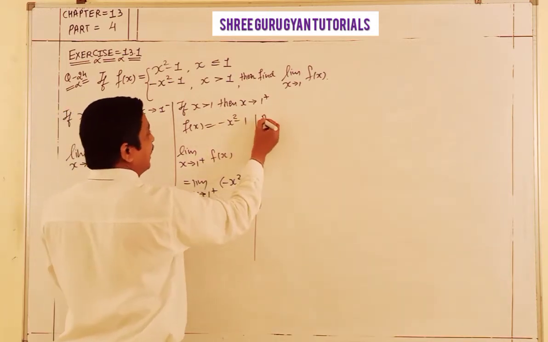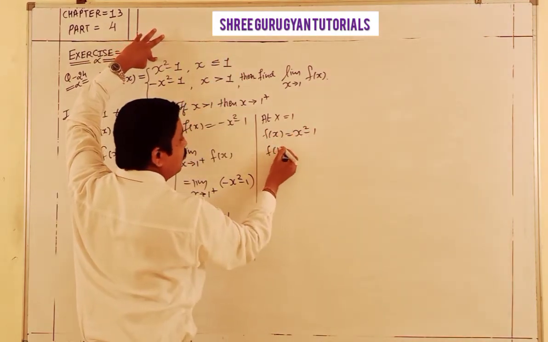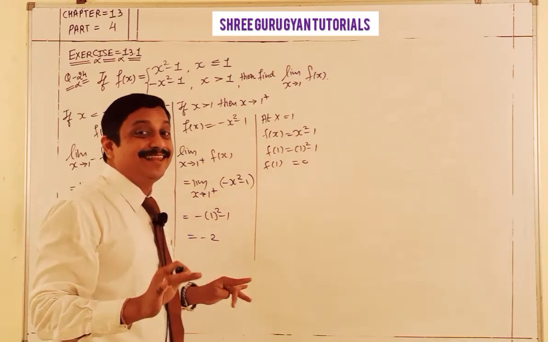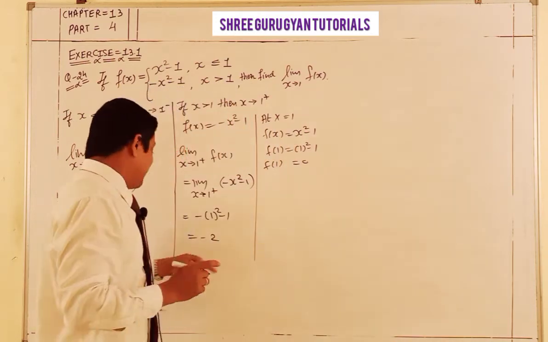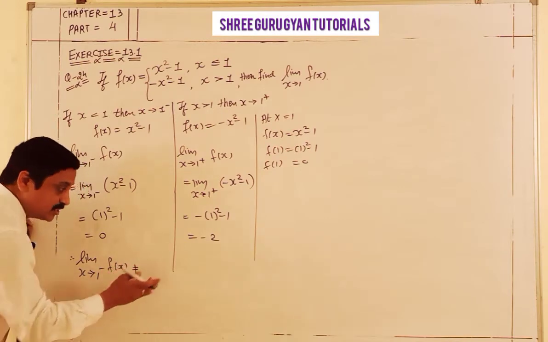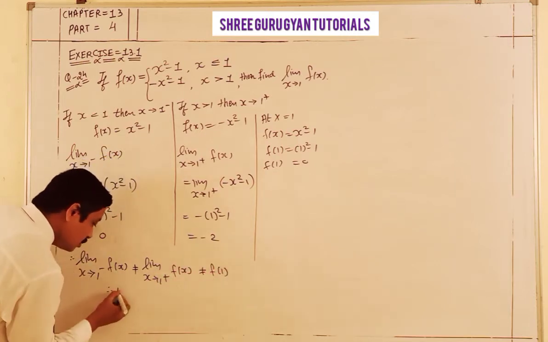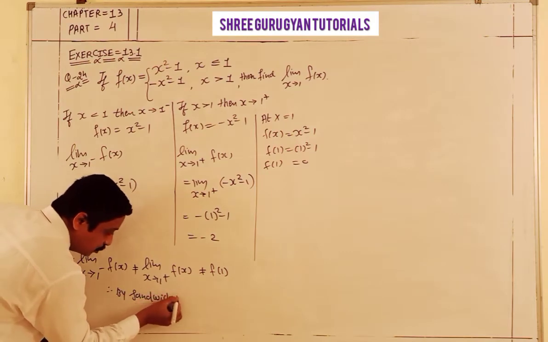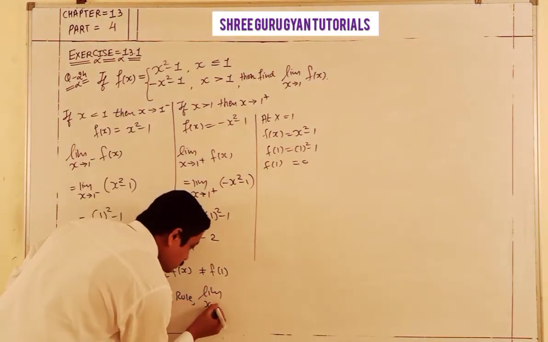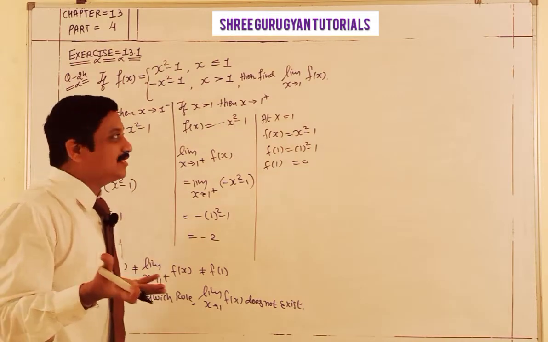And the third case, at exactly x equal to 1, f(x) is x square minus 1, so f(1) is 1 square minus 1, which is 0. Now check: if all three values are equal, then the limit exists. That is what the sandwich rule says. That is not same. So limit x tends to 1 from the left is not equal to f(1), and similarly limit x tends to 1 from the right is not equal to f(1). So by the sandwich rule, the limit as x tends to 1 of f(x) does not exist. This question is done, students.